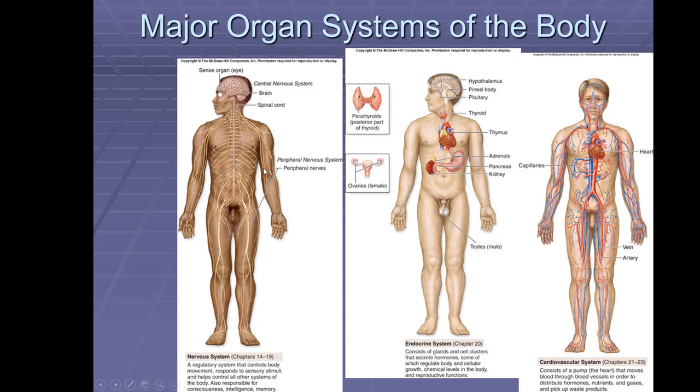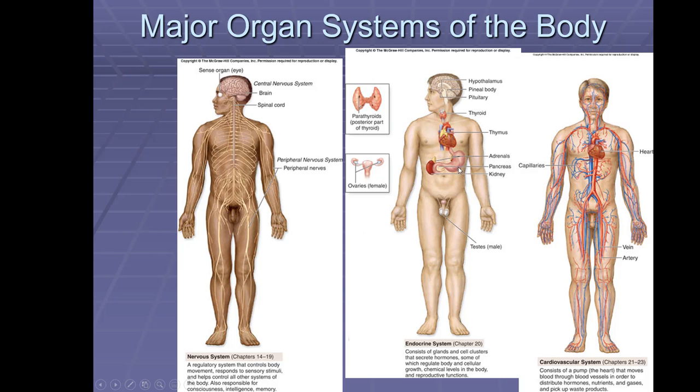Moving on to the nervous system. So the nervous system consists of all these nerves running through the body, the brain, the spinal cord, and the big function here is communication. And the way the nervous system communicates with different parts of the body is electrical. So it's an electrical communication system within the body.